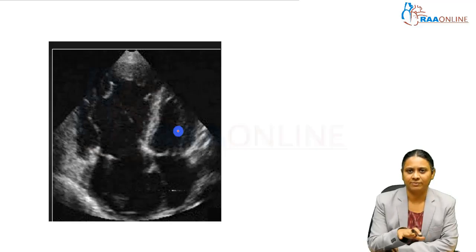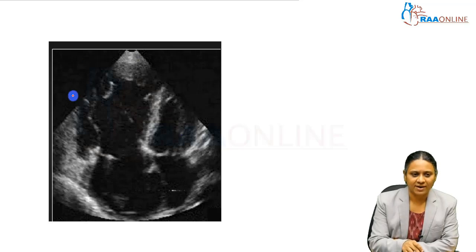This is a 4-chamber view, which is not included in the RVOT criteria, but we can see the regional wall motion abnormality. So the RV as a whole is dilated, and you can see the chamber volume is more than that of the LV. The RA also is dilated.